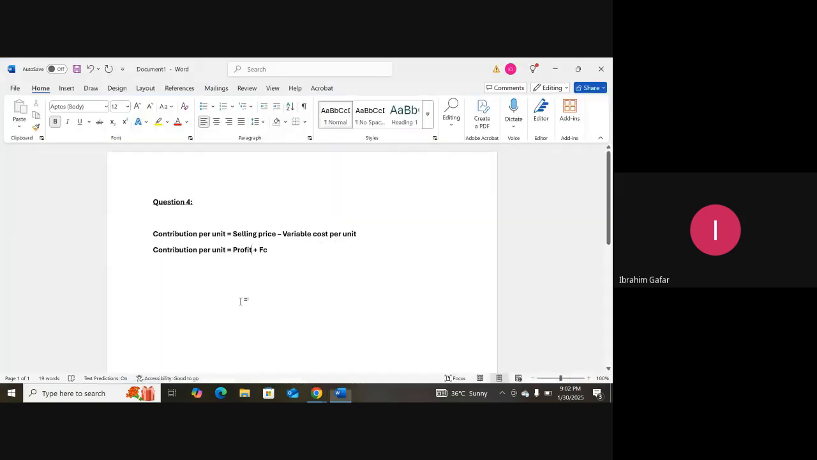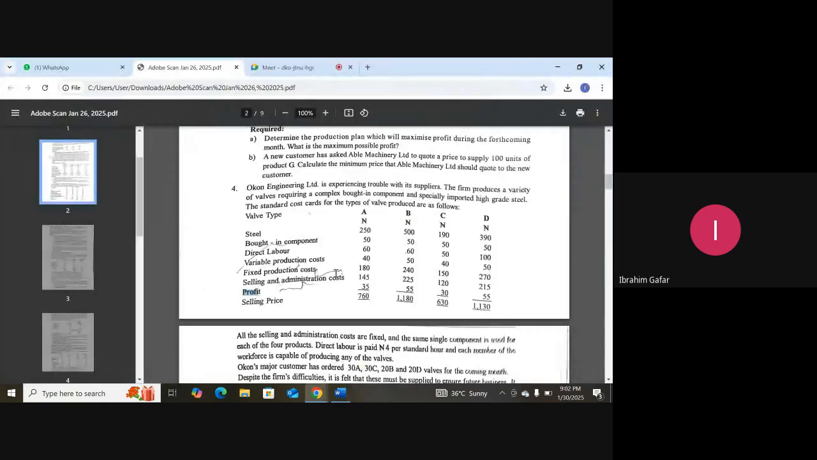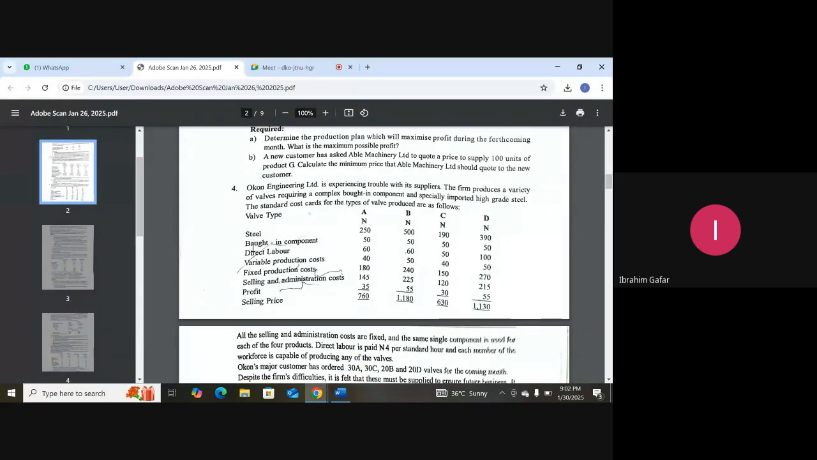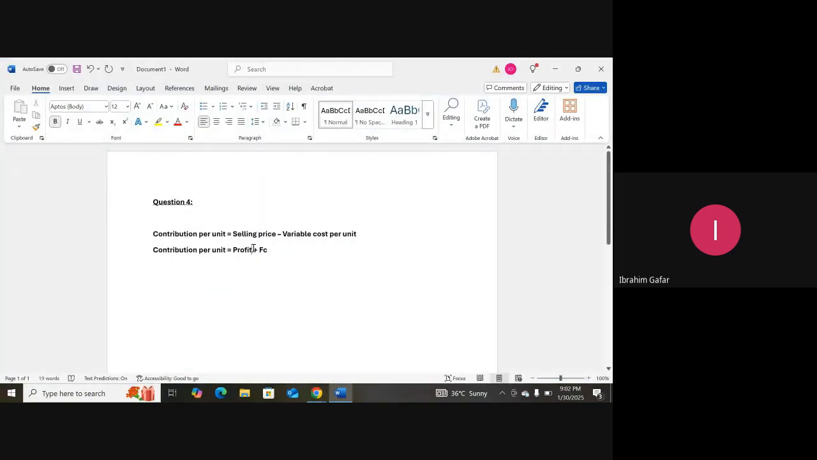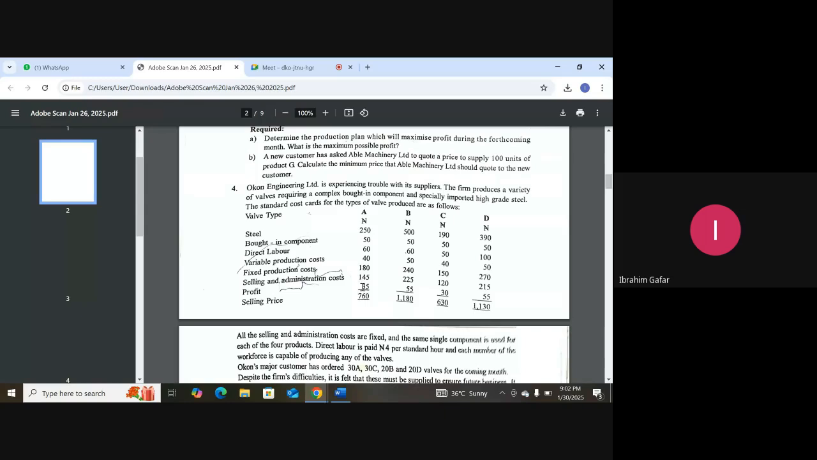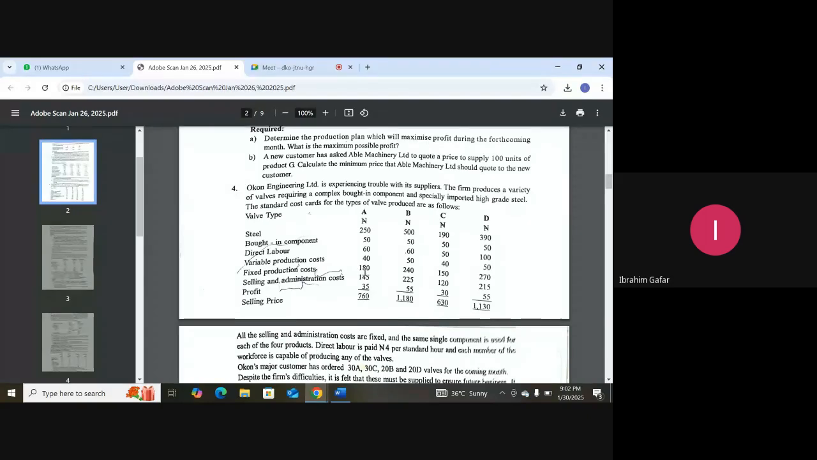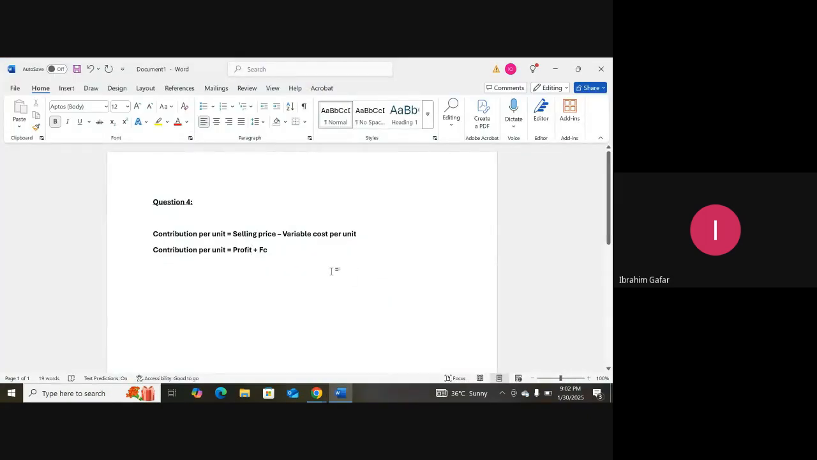If I want to go by the first one, I will say selling price, then I have selling price for A. Then I will look for variable cost. The variable cost that we have here: bought-in components, labor, and variable production overhead. Are you getting it now? But I can also go by the second way, which is the profit. I have profit to be 35. Then I have fixed cost. Fixed cost is the fixed production cost and the selling and administration cost. These are the two fixed costs. That is how I can get my contribution. Are we together?